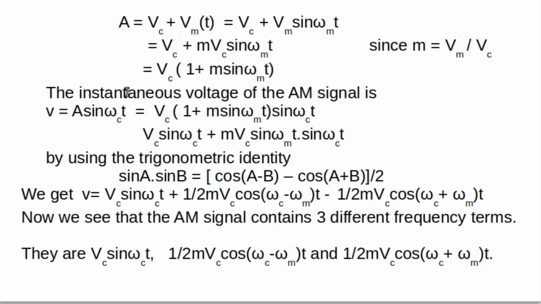So what about the instantaneous voltage of the AM signal? The equation of the AM signal is V equal to its amplitude into the sine term, its amplitude into sin omega ct. Omega c is the frequency of the carrier. We know that in amplitude modulation, the frequency of the AM signal will be the same as the frequency of the original carrier. Only the amplitude of the carrier is changing in the process of amplitude modulation, not its frequency. So the frequency of the AM signal is the same as omega c.